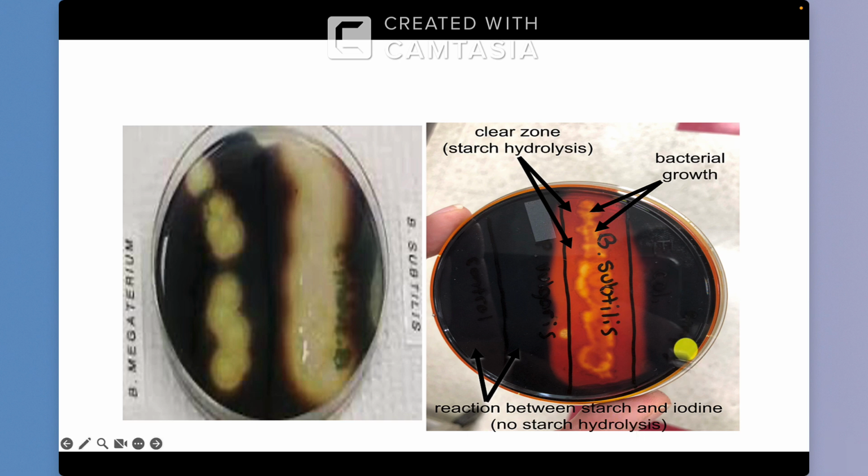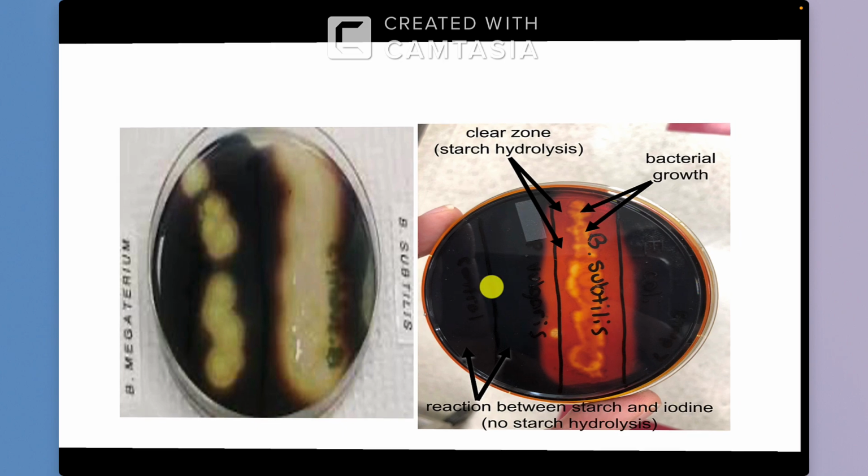You will find a zone around the colonies, and we can detect it by iodine solution. It will appear like this, and the reaction between starch and iodine will give this, and the other sites on the petri dishes show no starch hydrolysis. We can detect the starch hydrolysis by iodine.